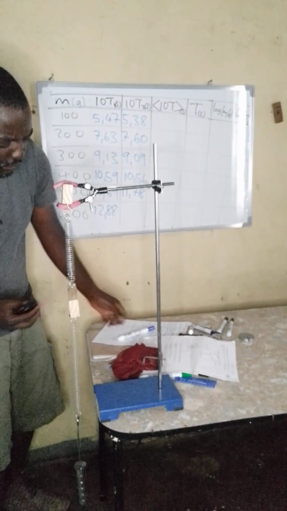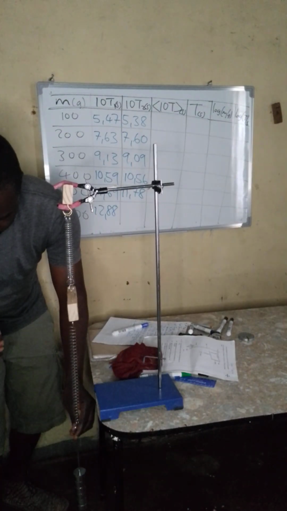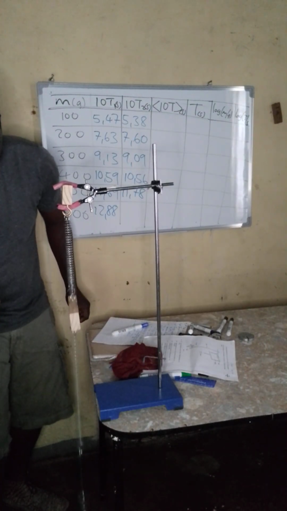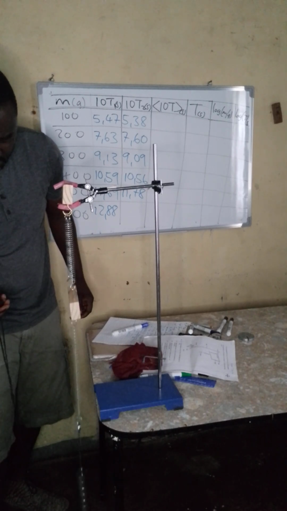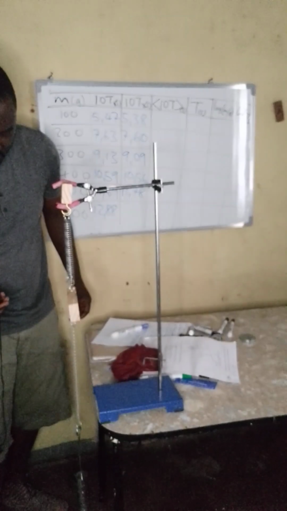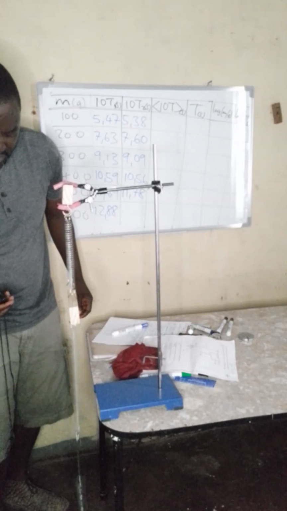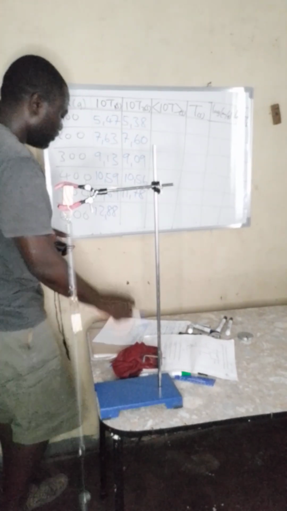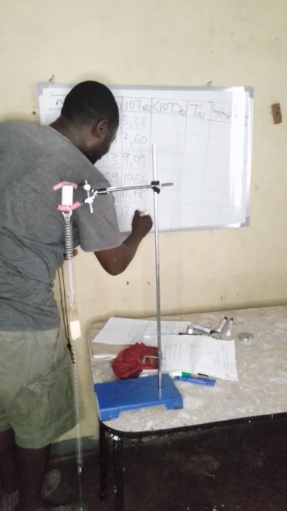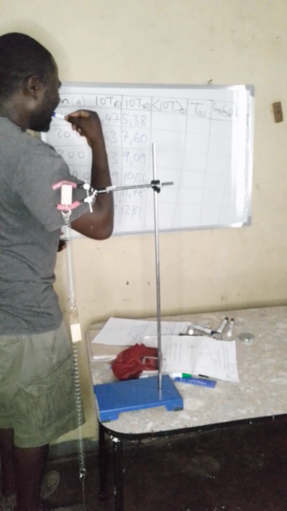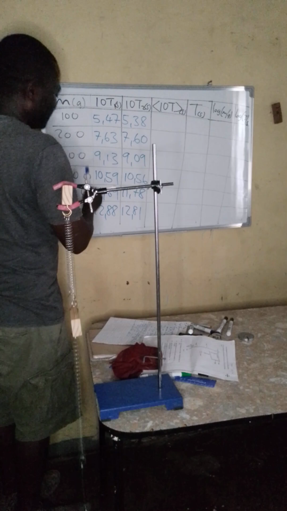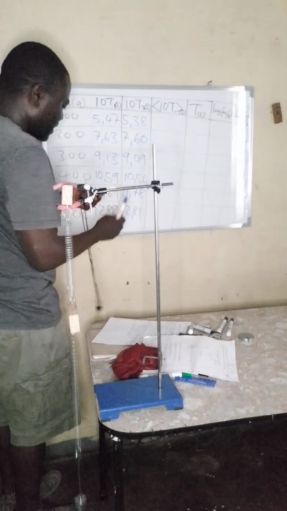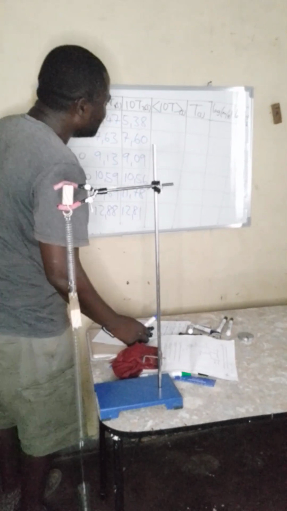Then I'm going to repeat again. 0, 1, 2, 3, 4, 5, 6, 7, 8, 9, 10. This is 12.81. The reason why I am repeating the measurement of time for 10 oscillations for each mass is so as to minimize random error.